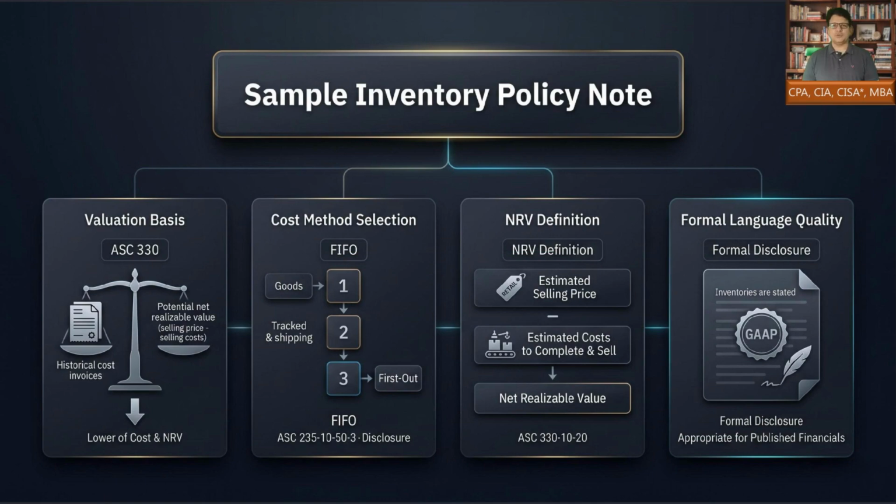A professional model answer would say, inventories are stated at the lower of cost and net realizable value. Cost is determined using the first-in, first-out method. Net realizable value represents the estimated selling price in the ordinary course of business, less the estimated costs necessary to complete and sell the inventories. This answer works because it states the valuation basis, names the cost method, and defines net realizable value in clear financial reporting language. For technical accuracy, treat first-in, first-out as one of the acceptable cost flow methods, not the only possible method. The policy note should tell users what this entity selected and how inventory is measured.